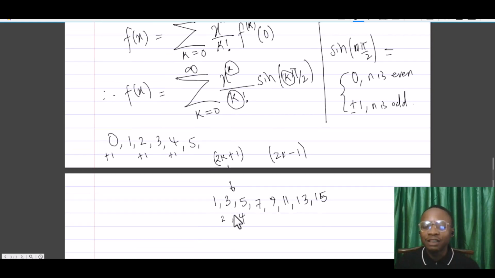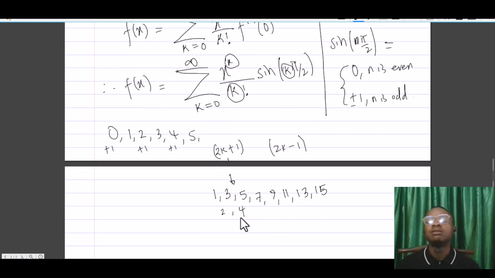And now you can think of something. Now, what if we used 2k minus 1? That might work, except that when we have 0, 2 times 0 is 0. This will give us minus 1. Minus 1 is not a natural number. We know this only deals with natural numbers right here. So that will not be a suitable thing to use.